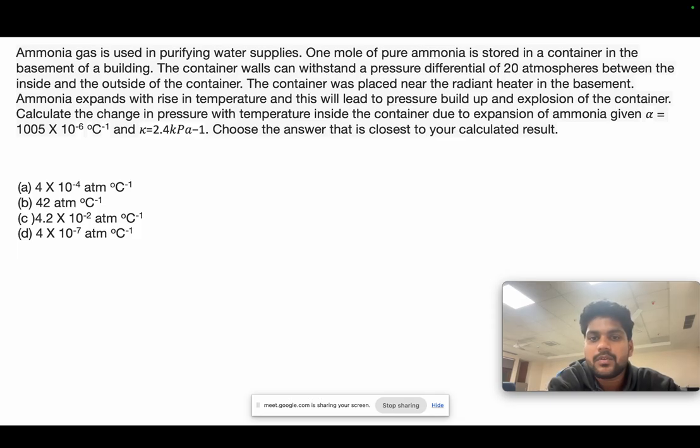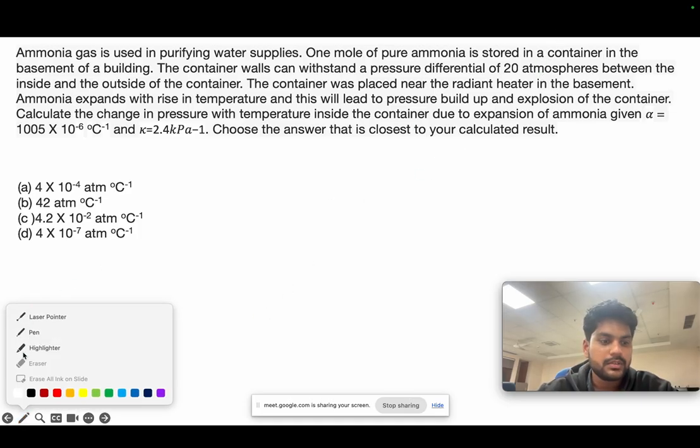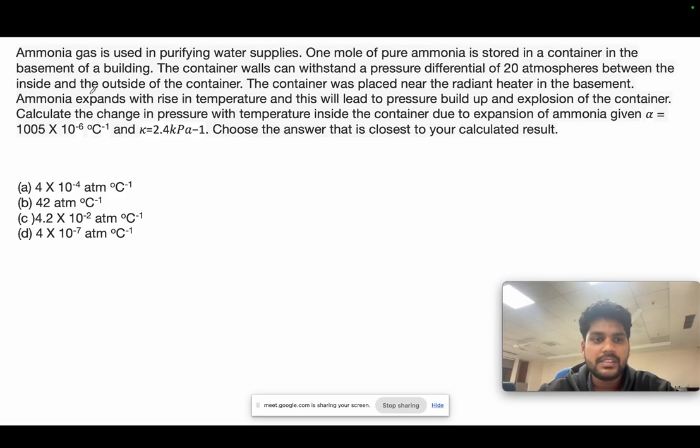So what they said was ammonia gas is used in purifying water supplies. That is a chemical reaction. 1 mole of pure ammonia is stored in a container in the basement of the building. The container walls can withstand a pressure differential of 20 atmosphere between the inside and outside of the container.